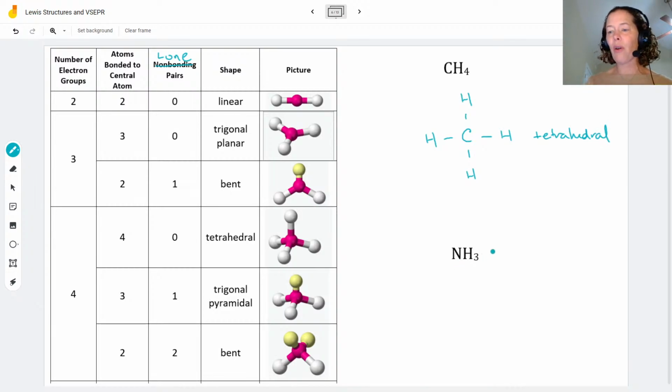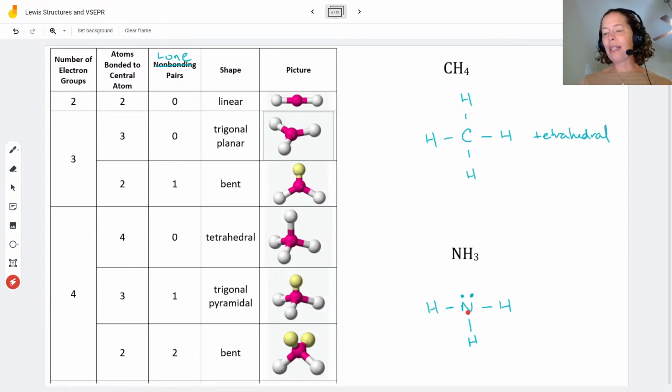Okay, let's go ahead and go on to ammonia, or NH3. Again, I am just going to pop the Lewis structure on here instead of going through all the steps because I want to focus on molecular geometry. Okay, so here's our Lewis structure for ammonia. I'm going to do the same thing.